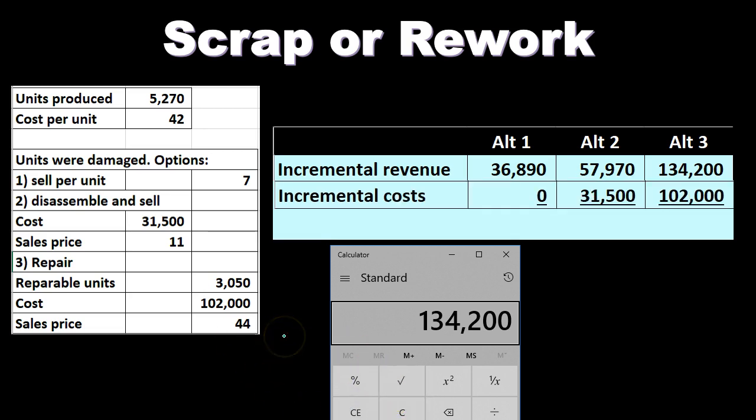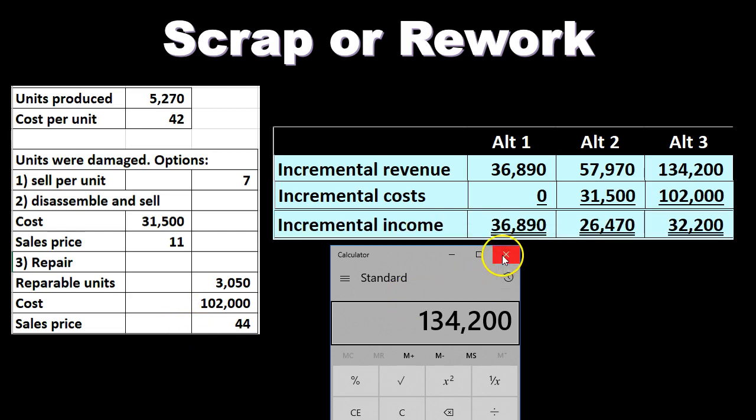Then we have the incremental costs. Alternative 1, if we just scrap them right now and pick up whatever we can for them, costs 0 from this point forward. Again, we've already spent 42 per unit. That's done and irrelevant to this point in time. It's 0 cost between these alternatives because this cost is already there in all alternatives. Option 2, we have the $31,500 to disassemble. Option 3, we have the $102,000 to repair them so we can sell them at $44.